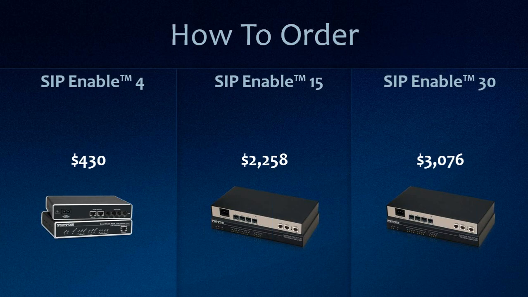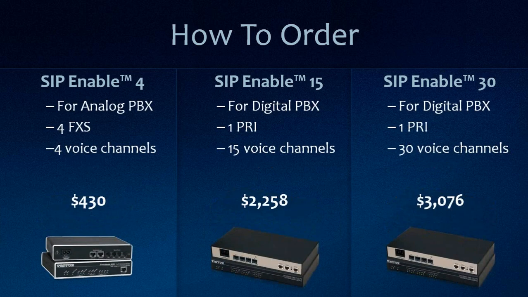So how do you order this solution? As I mentioned before, it's very, very simple: 3 simple SKUs. Here they are. You have SIP Enable 4, SIP Enable 15, SIP Enable 30. As you can see, the hardware is down below. Those are the Patton SmartNode gateways that you get, and the pricing.